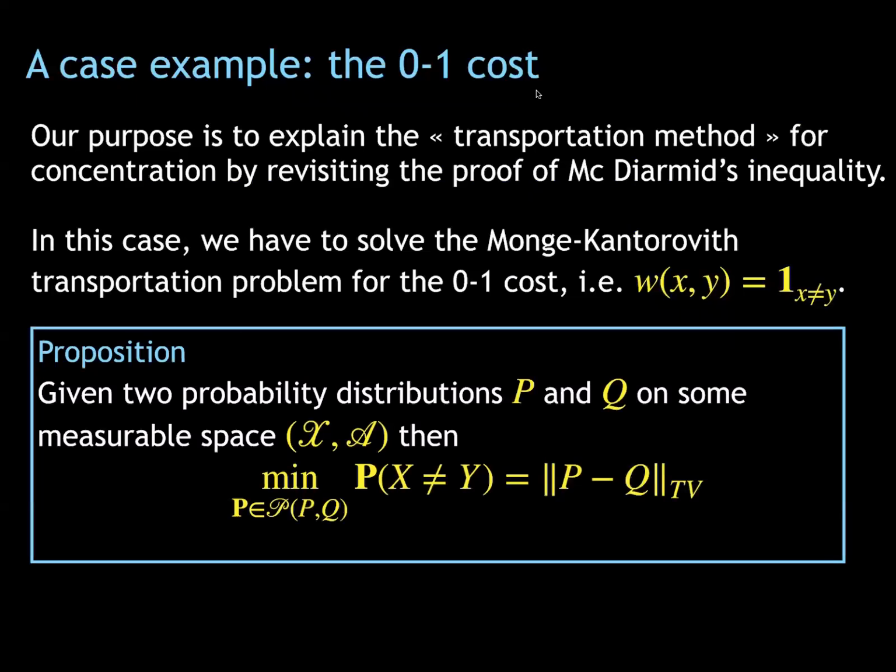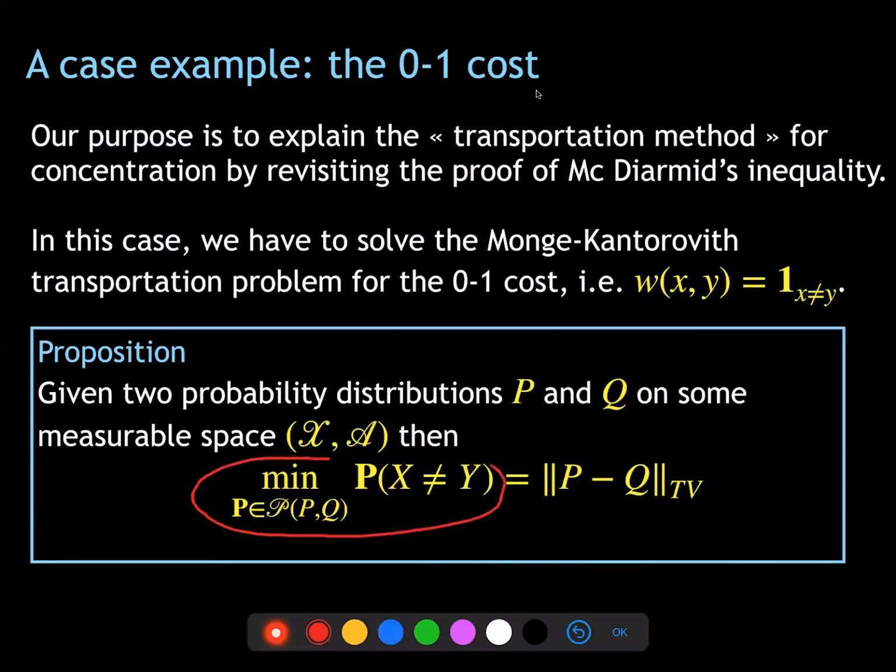So if we look at this transportation cost, first we have that it's possible to completely determine what is the transportation cost related to this cost. Because when you look at the transportation cost, which is there, this transportation cost is exactly equal to the total variation distance between P and Q. So let's see that.